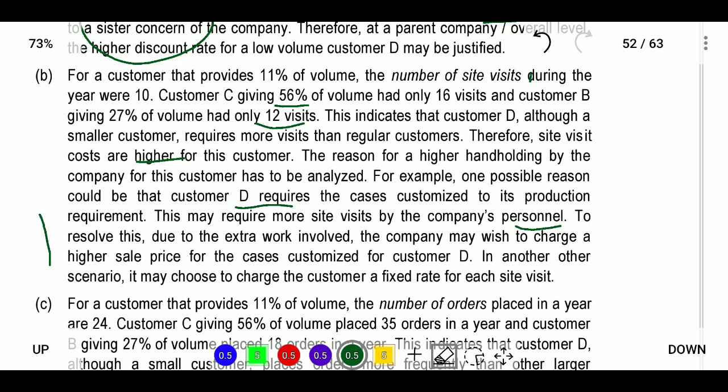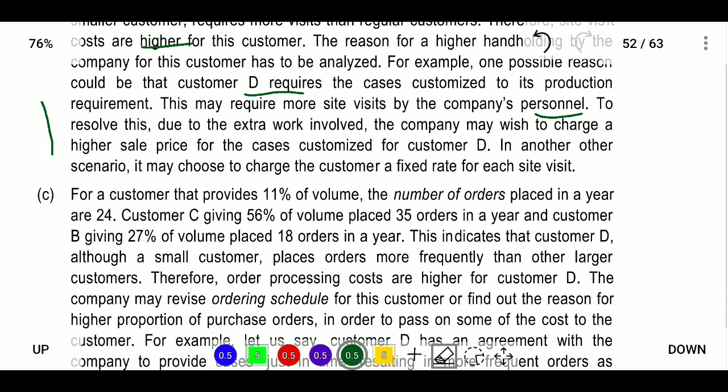Next, due to the extra work involved, the company may wish to charge higher sale prices for the case customized for customer D. If customer D is customized, then the site visit cost will be equal. In another scenario, it may choose to charge the customer a fixed rate for each site visit. It is better. If you charge a variable rate, the cost will increase a lot. If you charge a fixed rate, even with more visits, the cost will be less.